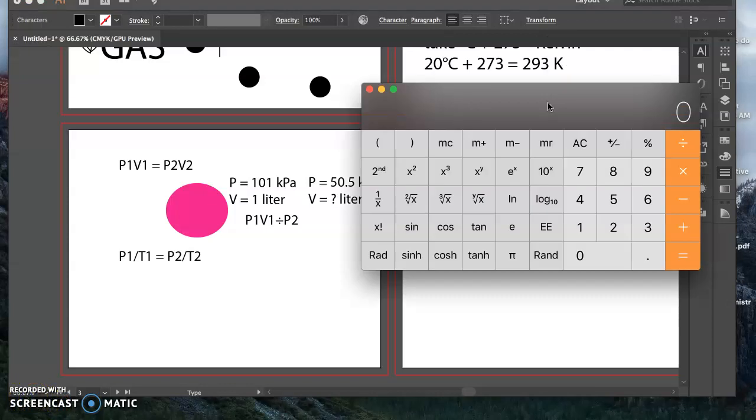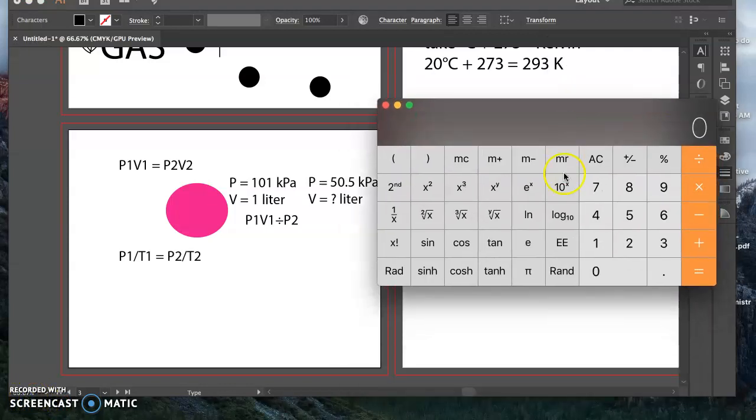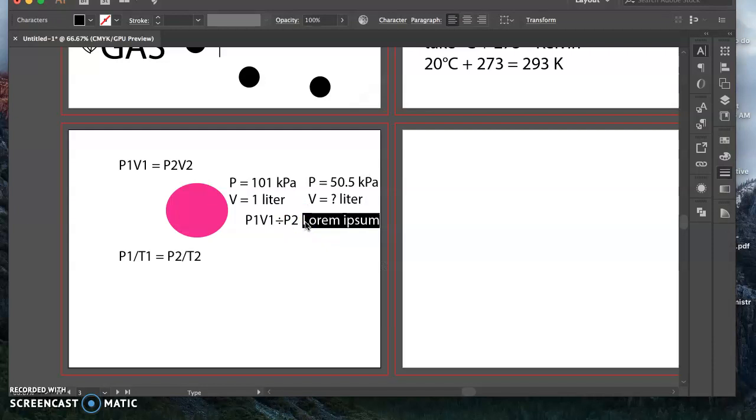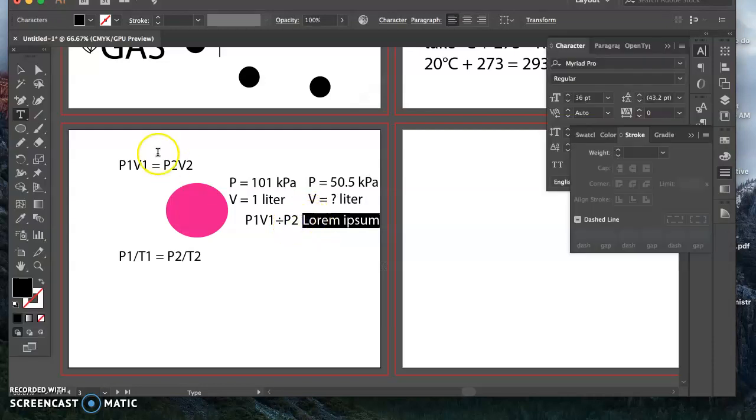I'm going to pause quickly. All right, so here's our calculator. So we have 101, which is our P1, times 1, which is 1. All right. I'm going to divide that by 50.5, which is our P2. And we get 2. So V2 equals 2. 2 what? 2 liters. Okay. Let's go down here.